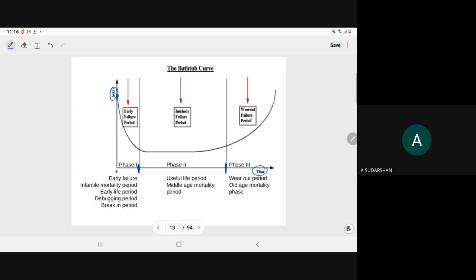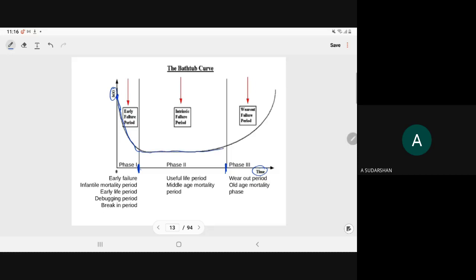As time goes, the failure rate will decrease. It is true for any system, whether you purchase a new TV, new machine, new computer, whatever the thing. Even it is true for the human being also. A newborn baby has a high chance of mortality. But as time elapses, the failure rate decreases. Then after, we have the constant failure rate.